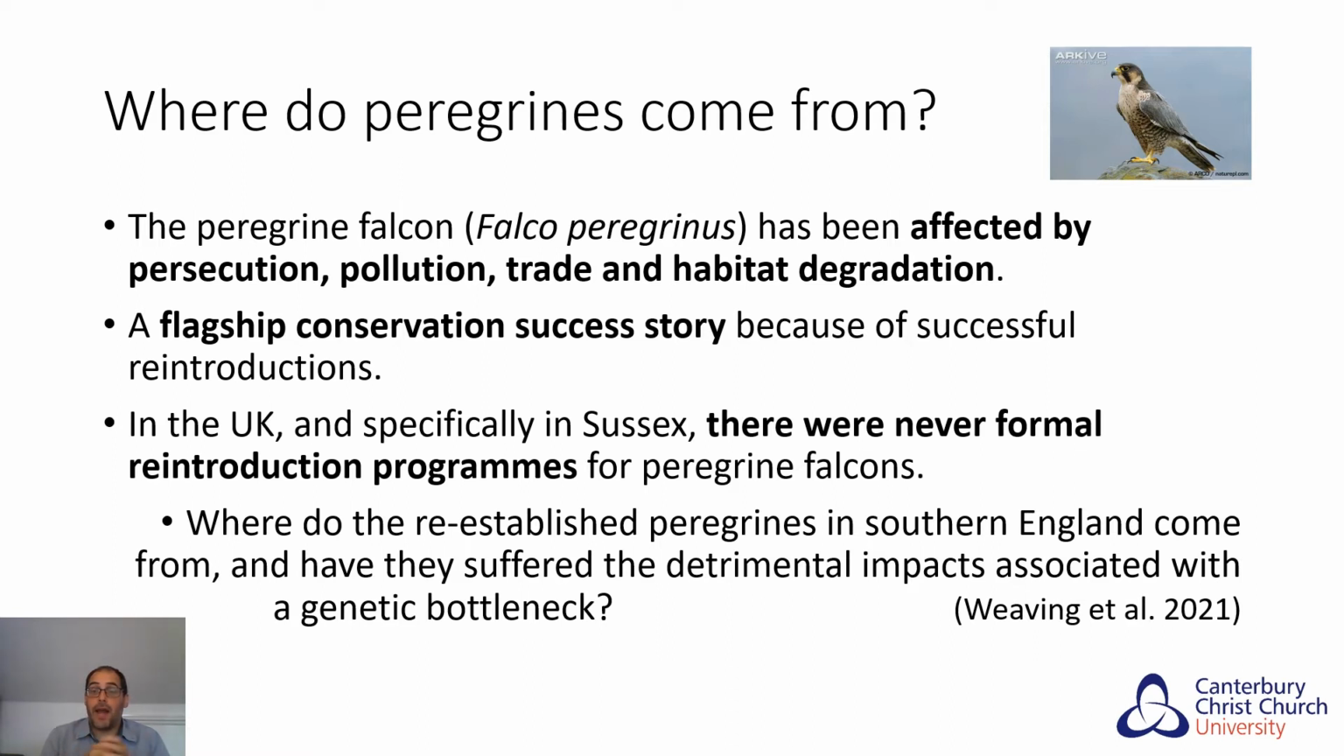And if they have suffered population decline, have they suffered detrimental impacts from a population bottleneck and a genetic bottleneck? Those are questions that we asked in a research paper whose first author is Angela Weaving, published in 2021 in Conservation Genetics, and also working in collaboration with the Sussex peregrine study and others. So I ask you to go and find that paper if you want to read more about it.